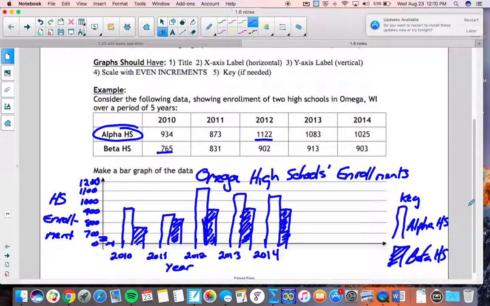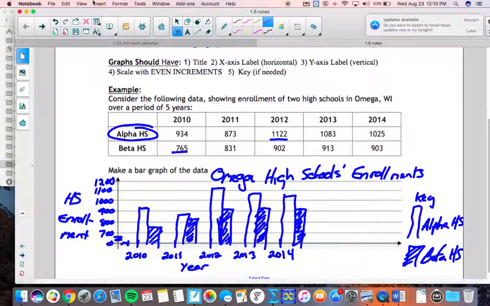Well, it looks like beta increased pretty much. It went increase, increase, increase, and it decreased a little bit. And that's hard to see with my bar graph because the increments are so high, but they're so close together that it's really hard to tell the difference. But basically, it's increasing over those 5 years. And then if you look at alpha, it decreased and then had a huge increase and then decreased a little bit more. But overall, there was an increase over the 5 years in the enrollment.